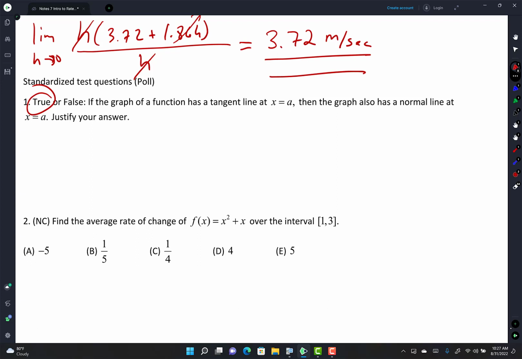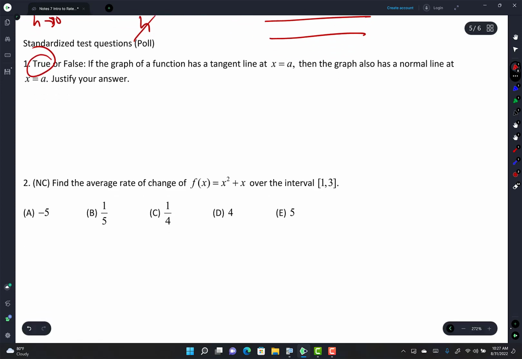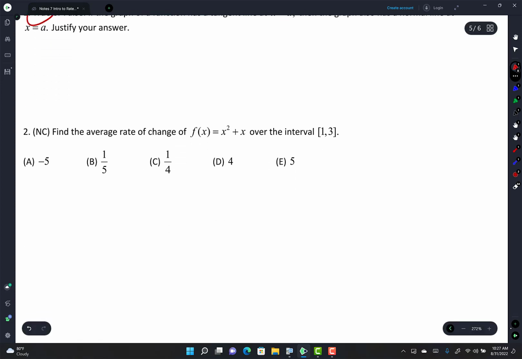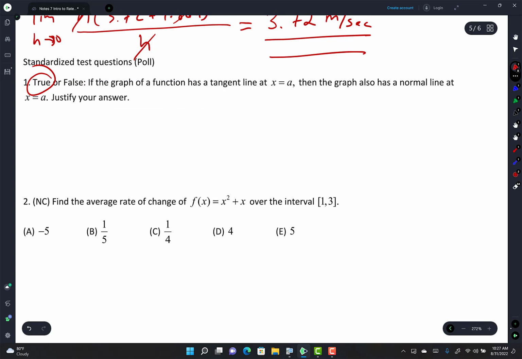So basically, x equals a is giving you the point on the x-axis at which you have a tangent line. So let's say a is the point. So at x, it says I have a tangent line at x equals 2, then I also have a normal line at x equals 2. That 2 is where they both intersect.